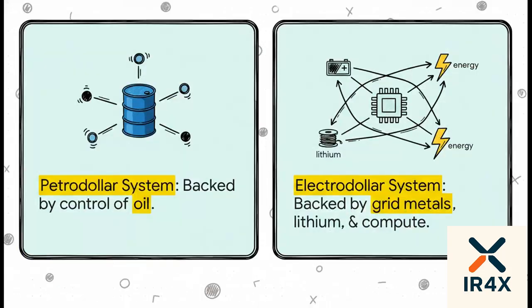So what we're seeing is this huge shift. The old petrodollar system, that was all about controlling the flow of oil. But this new system, you could call it the electro-dollar, is all about controlling the building blocks of the next economy. Things like grid metals, lithium for batteries, and of course, the compute infrastructure that runs everything.